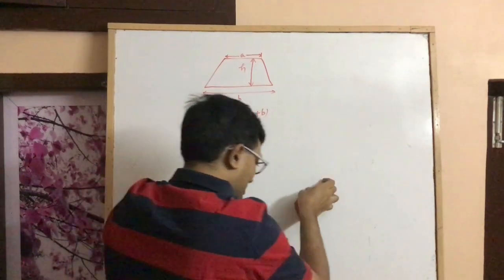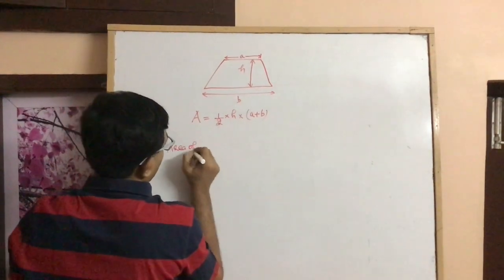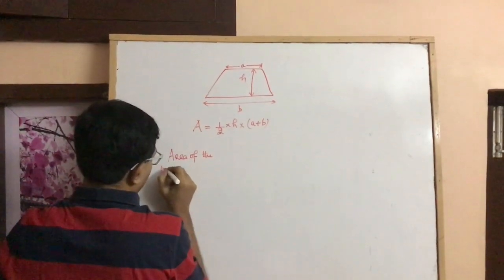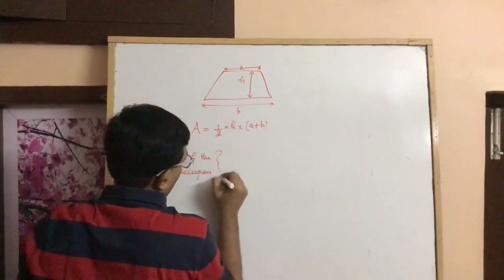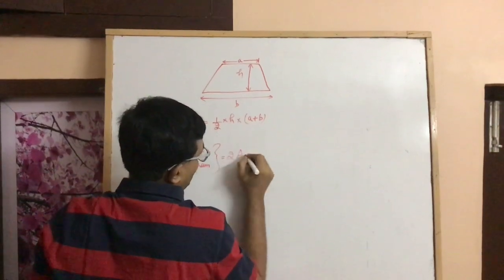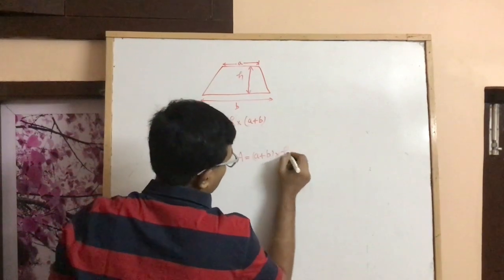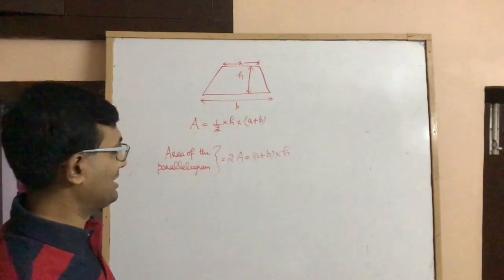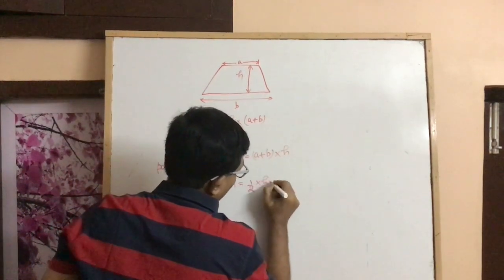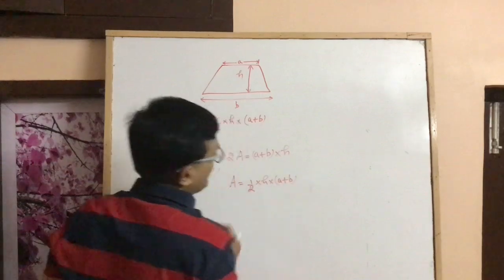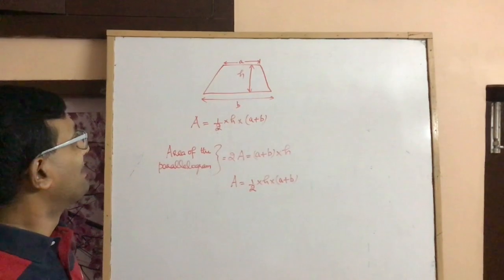Or in other words, the area of the parallelogram, which is twice the area of each trapezium, is A plus B, which is the base of the parallelogram, times the distance between the parallel sides, which is h. So the area of the trapezium is half the distance between the parallel sides into the sum of the lengths of its parallel sides. That's an interesting way to look at this, isn't it?